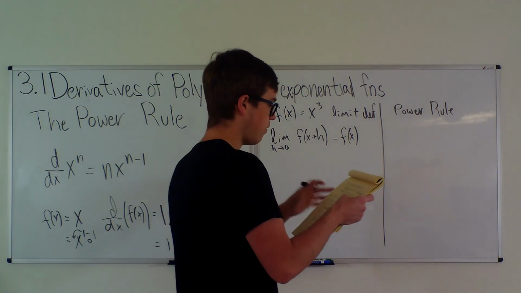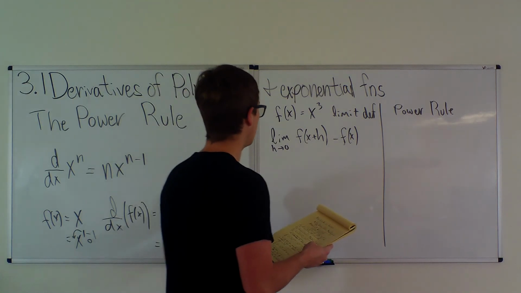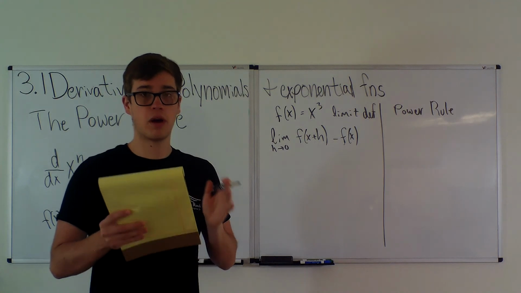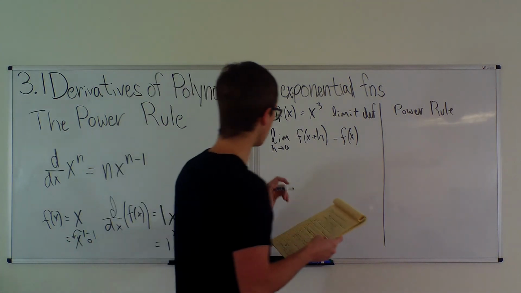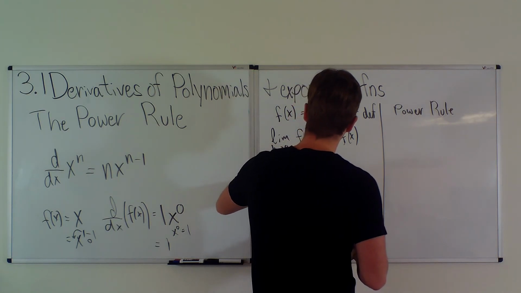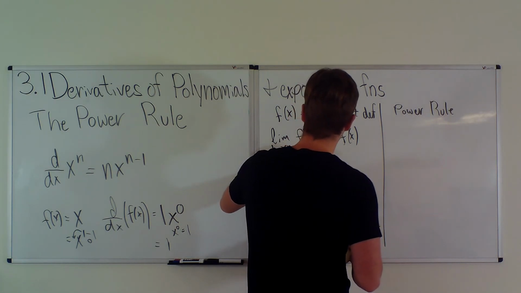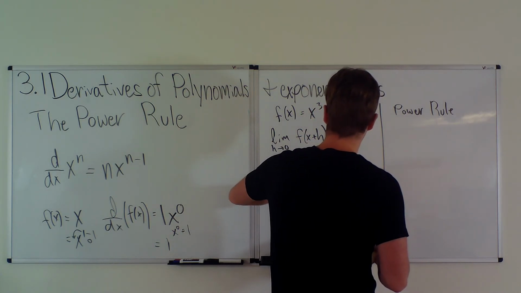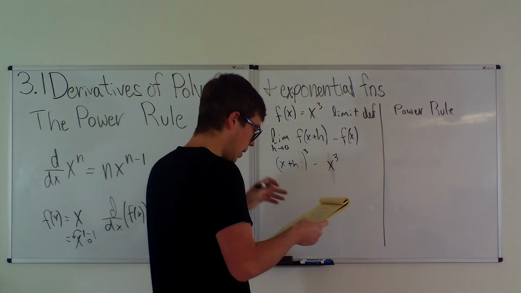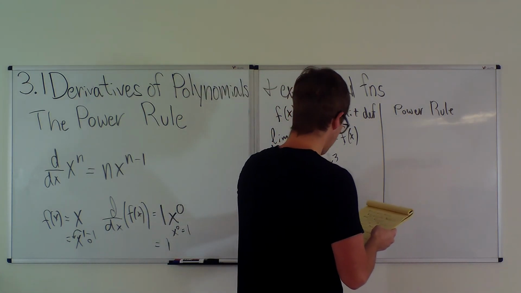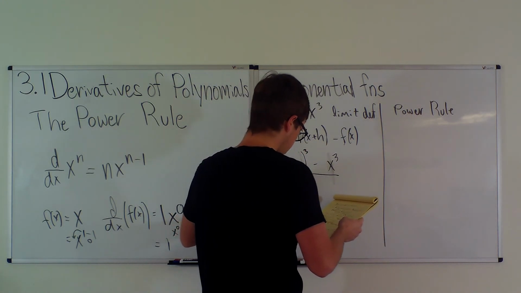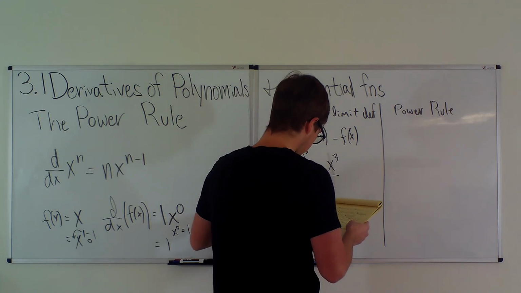So now let's do a harder one, because that was very simple. Let's do f of x is equal to x cubed. Let's start with the limit definition, and then we'll do the power rule to show that the power rule is a lot better. So you have x plus h, cubed, minus x cubed, and then you get over h. I'm just going to do the simplified form. You can work it out on your own.